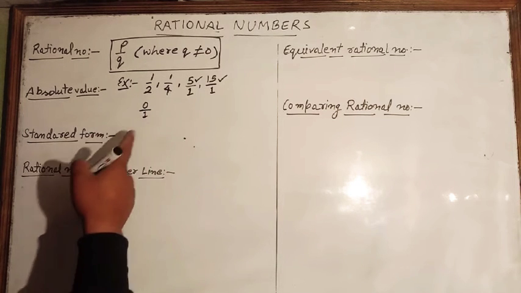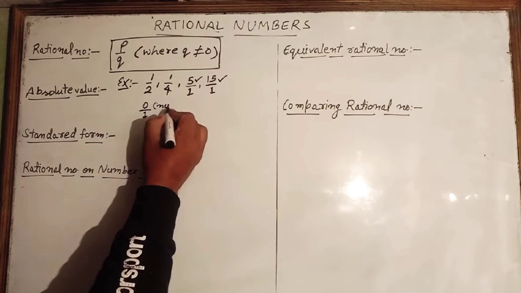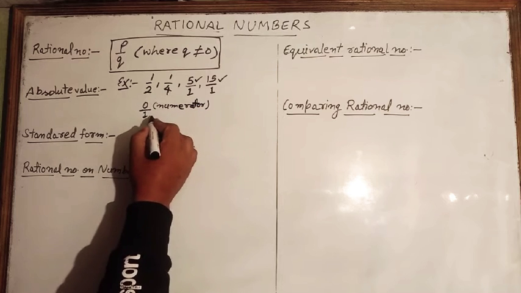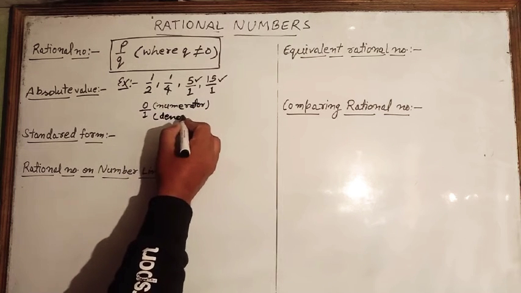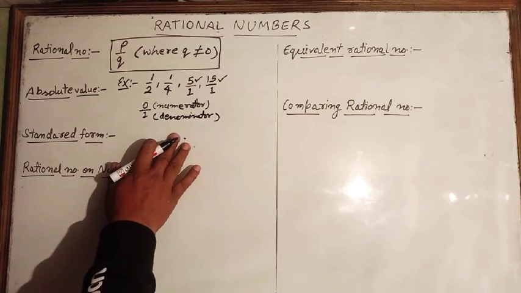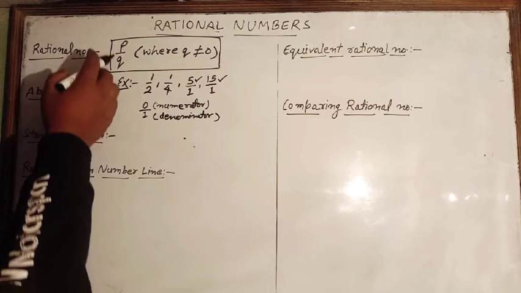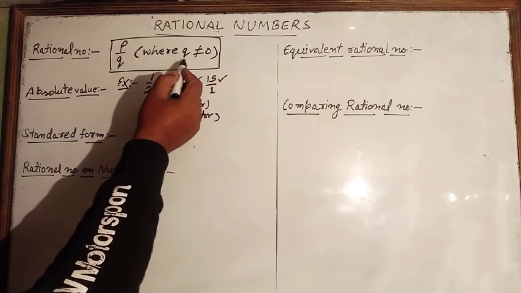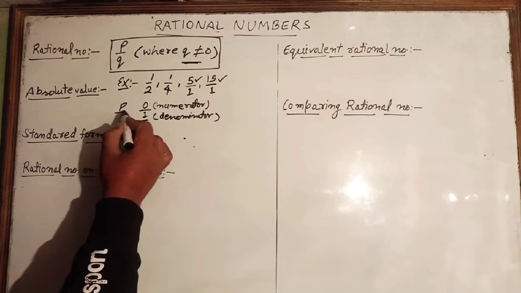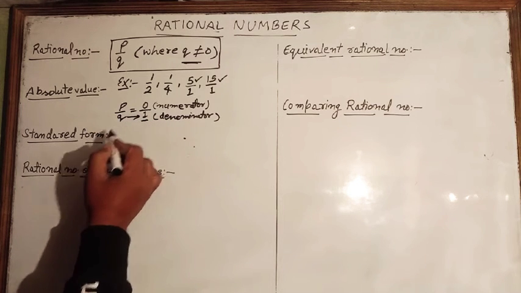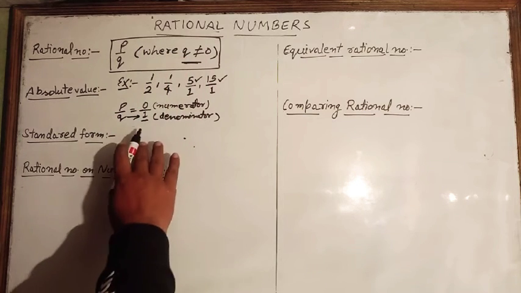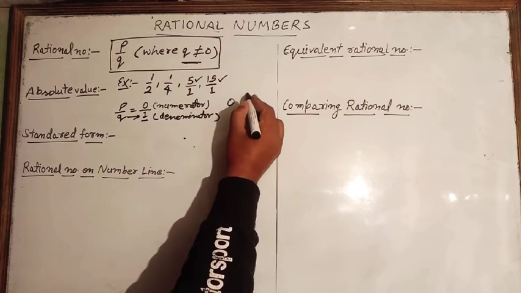So the numerator is 0 and the denominator is 1. So what was our condition for rational numbers? That p upon q, where q should not be equal to 0. Here you can see what the value of q is. If you write it in the form of p by q, q's value is 1. So q should not be 0. Here q is not 0. So 0 is also a rational number.